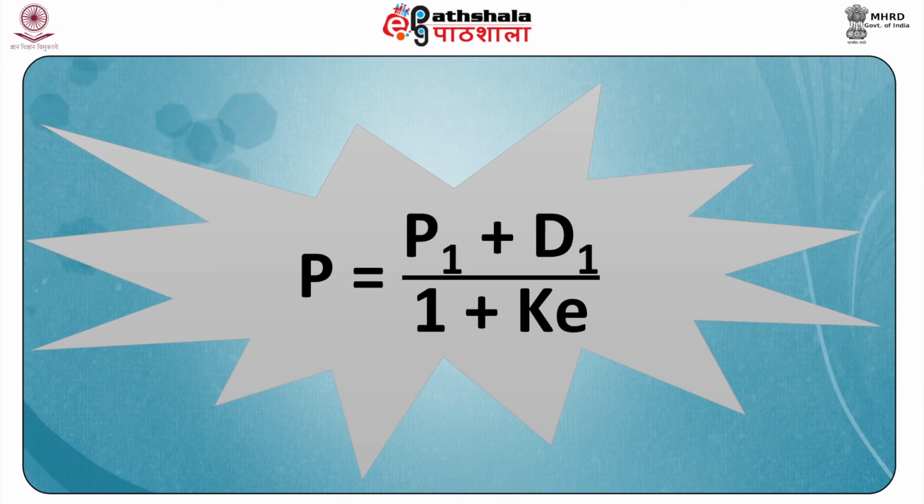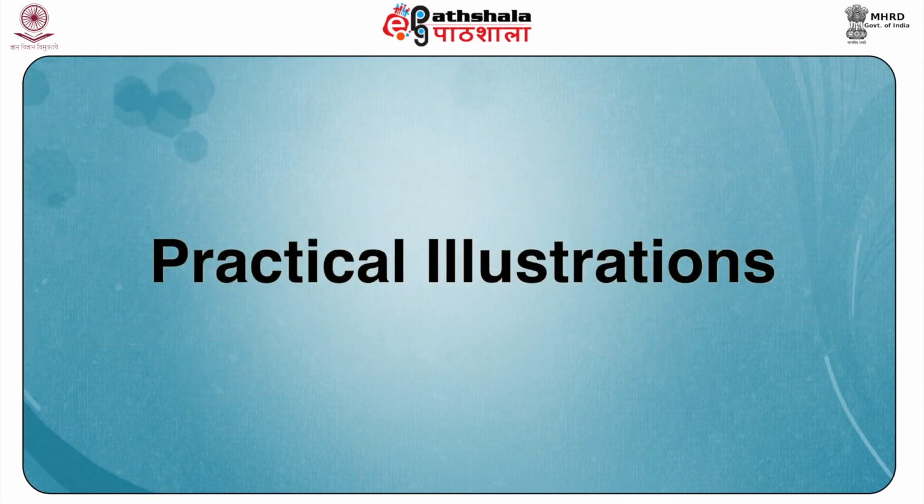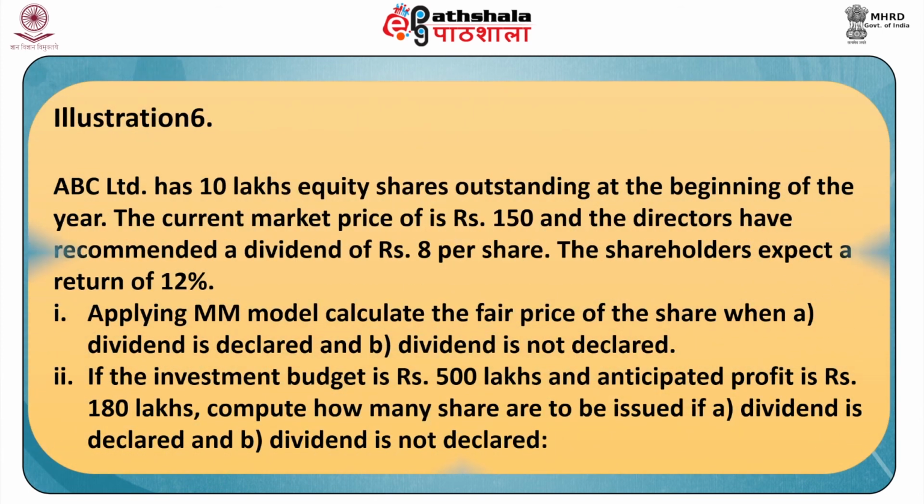It is given by using the formula P is equal to (P1 plus D1) divided by (1 plus KE). Practical illustrations. Illustration 6. ABC Limited has 10 lakh equity shares outstanding at the beginning of the year. The current market price is rupees 150 and the directors have recommended a dividend of rupees 8 per share. The shareholders expect a return of 12%.